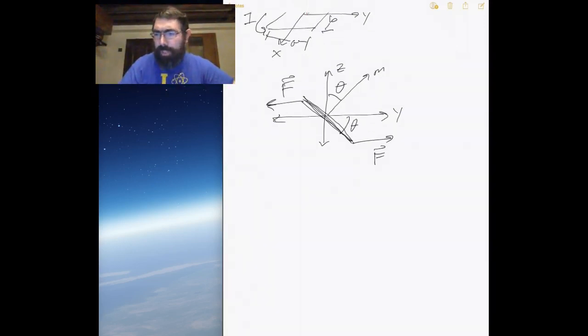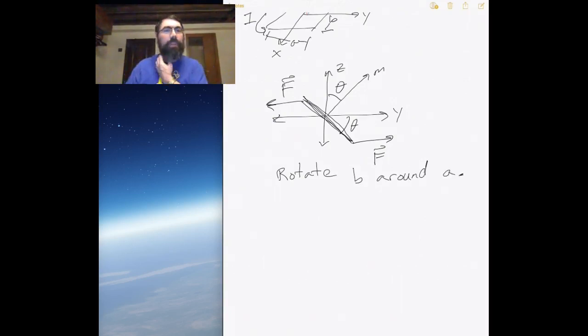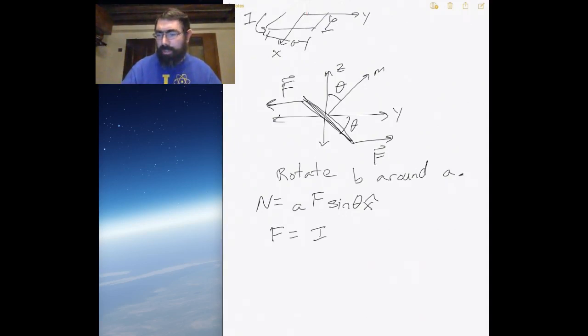So essentially we're rotating the length B around the length A. Okay. So now if I write out the torque, it is the length A times F times the sine of theta in the x direction. The magnitude of the force is the current times the length times the strength of the magnetic field.